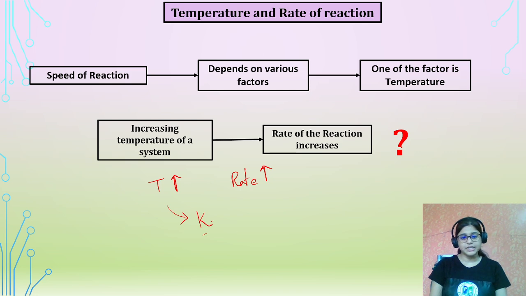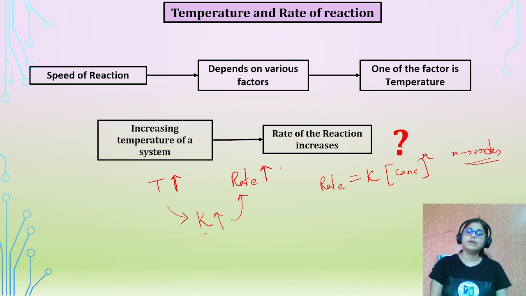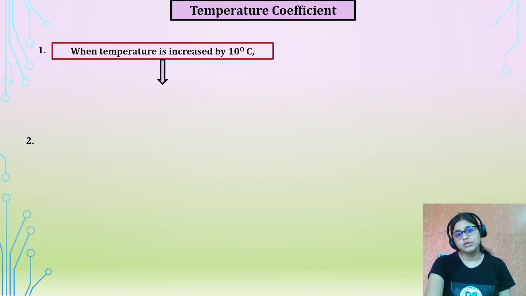So increasing temperature actually increases the rate constant, which eventually increases the rate of reaction, because we know rate is equal to k, which is rate constant, times concentration to the power, let's say order, x is order, right? So like that way, we can say temperature is affecting the rate or speed of reaction. But how is it affecting? So there should be some relation between these two, right? So there comes the temperature coefficient.